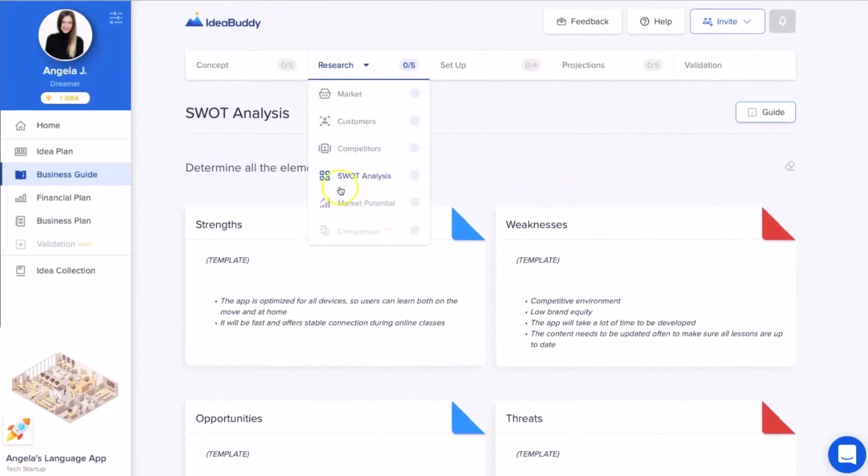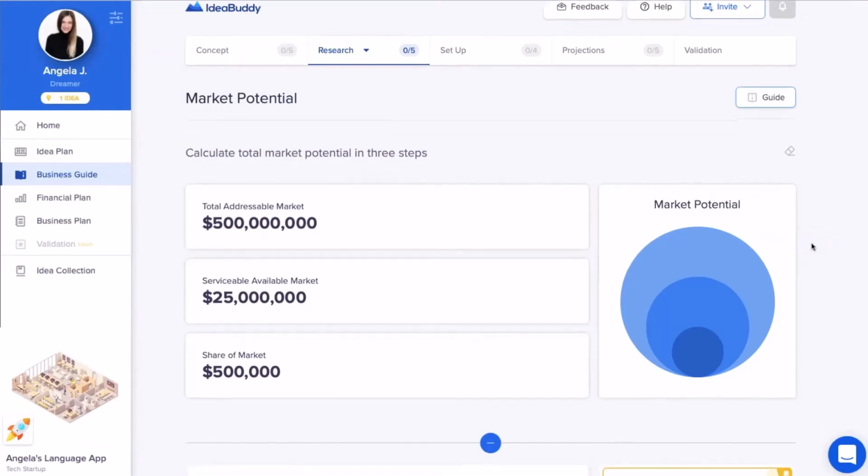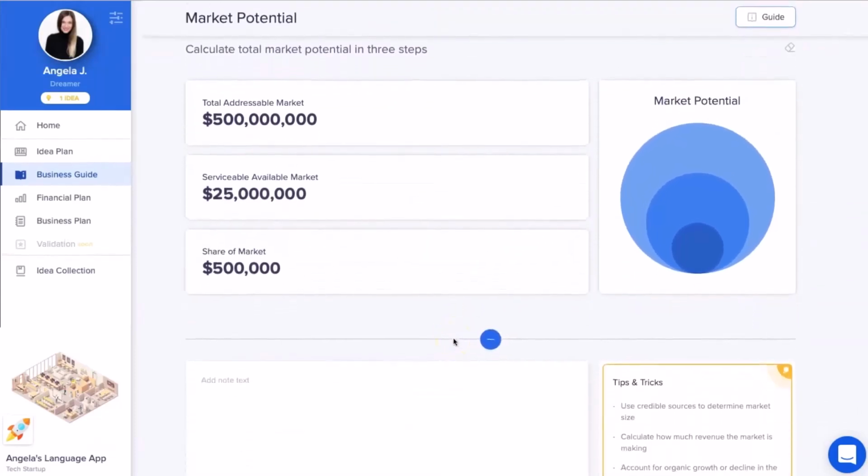Let's take a look at your market potential. This is where you will calculate your detailed market potential by using the TAM-SAM-SOM technique, and this is one of the most important steps in the process. The last thing you want to do is to bring a big idea into a tiny market, and paying close attention to this step will protect you from making this kind of a mistake.